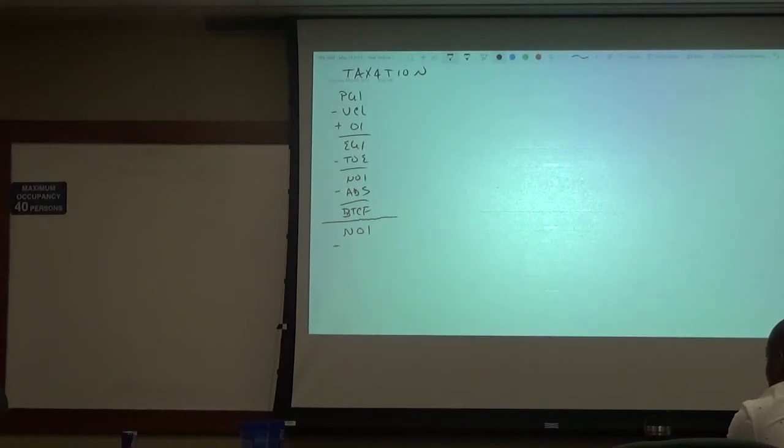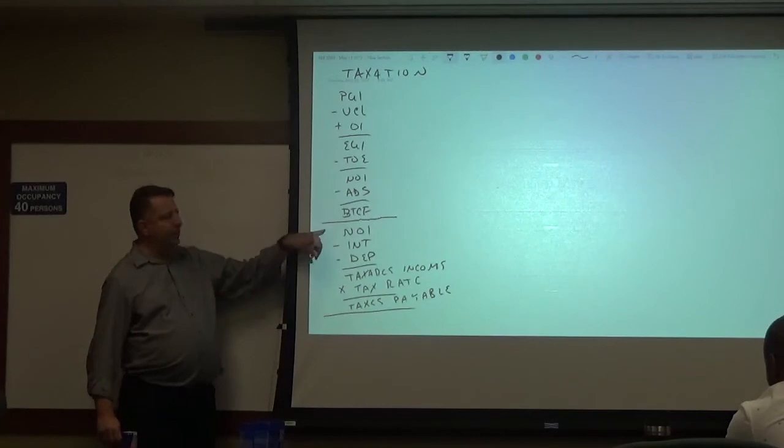subtract out interest expense, subtract out depreciation, and that is going to give you taxable income. You're going to multiply that by a tax rate, and that's going to give you taxes payable. Okay? And then we draw a big line again. Okay? Sorry, I got lost after depreciation.